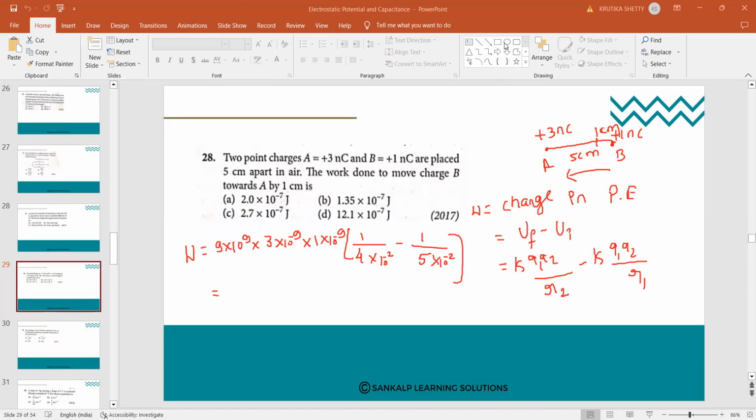This is the answer. B. Why so much confusion? Yes. The correct answer is 1.35 × 10⁻⁷. Okay. I hope everyone is agreeing with the solution so that we can go for the next question. B is correct.